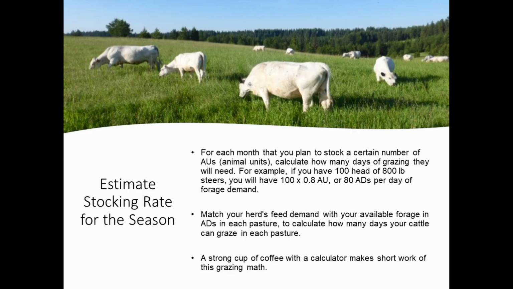For each month that you plan to stock a certain animal units, calculate how many days of grazing they will need. For example, if you have 100 head of 800-pound steers, you will have 100 times 0.8 animal units, or 80 animal days of forage demand. Match your herd's feed demand with your available forage and animal days in each pasture to calculate how many days your cattle can graze in each pasture. A strong cup of coffee and a calculator will hopefully make this short work.